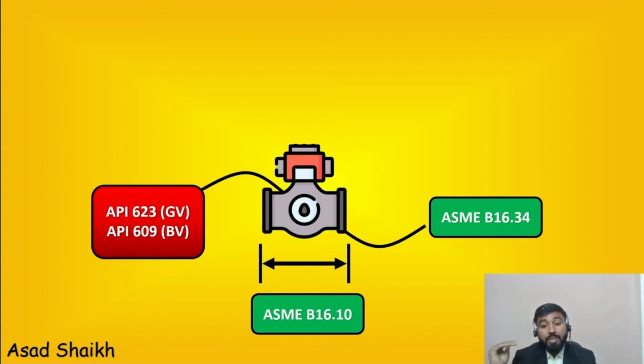If you have specified 16.34 but your client wants it to be an API valve, which is usually for the petroleum and the oil and gas industry, you need to specifically mention to the vendor that you need a valve which is manufactured as per the API standard as well. It will not be covered under ASME. For example, the stem thickness for a globe valve is higher. So those things have to be definitely taken care of.